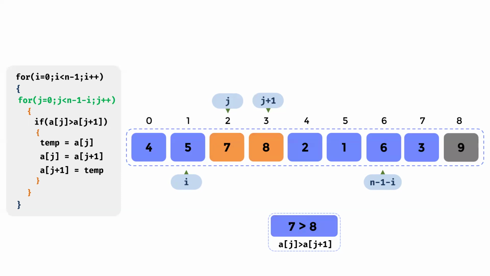So don't worry about the code. You see now, 7 and 8. Which one is greater? 8 is greater. No need to swap, sir. So the condition fails. So I press it, then only the red colors and all will come.